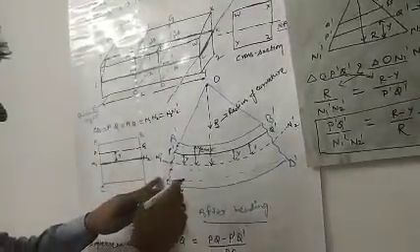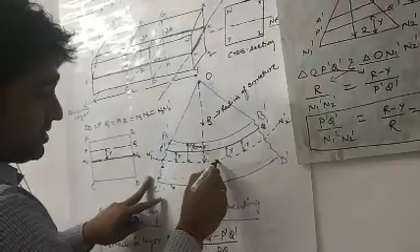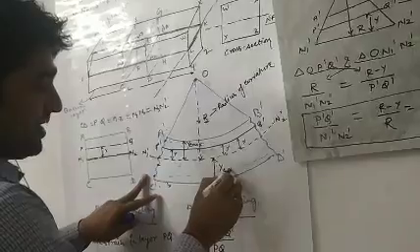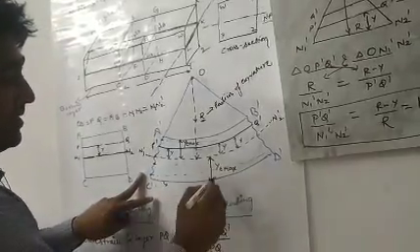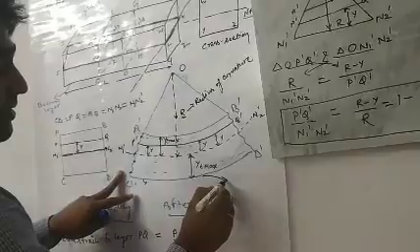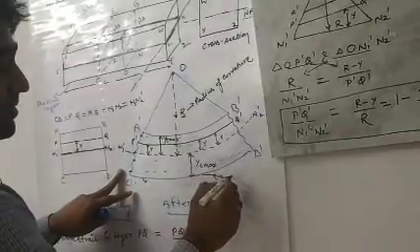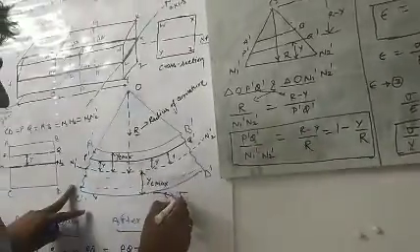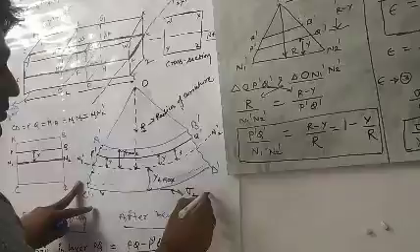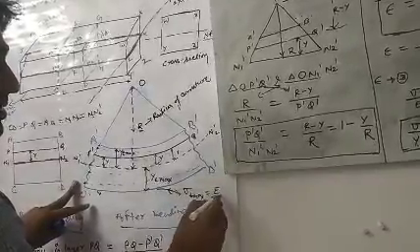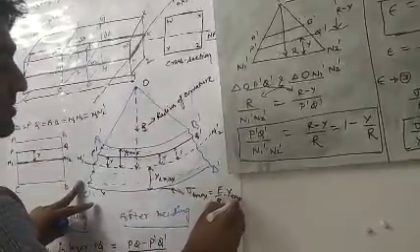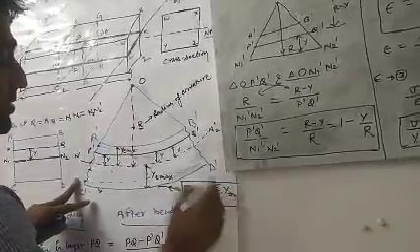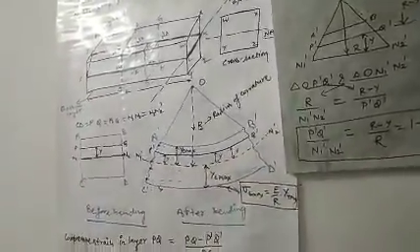Similarly, if the distance of the outermost fiber on the tension side is YT max, then the tensile stress will be maximum here through this expression. So we can write sigma T max equal to E upon R into YT max. Clear? So this is the required expression for bending stress.